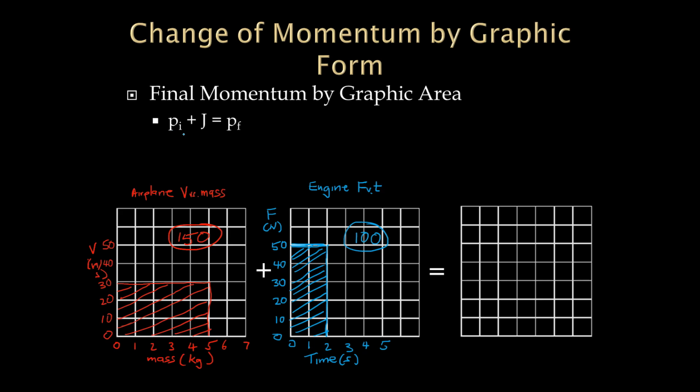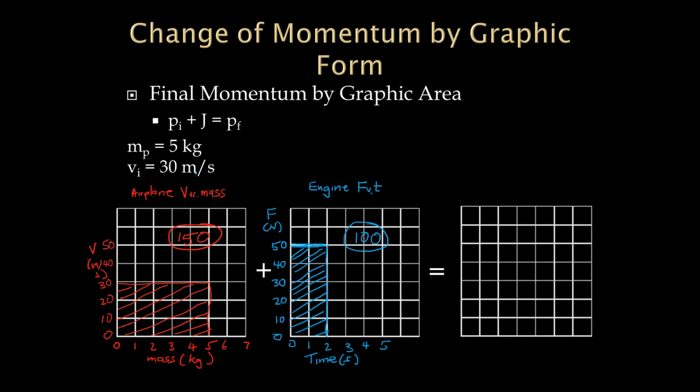Just like before, when we were looking at our final momentum, it was the sum of an initial momentum and our impulse. We can do that graphically as well. So I've transferred the graphs we've created before. The airplane initial momentum, 30 meters per second and 5 kilograms. Our force of 50 newtons applied for 2 seconds. Our initial graph has an area of 150 units. Our second graph, 100 units.